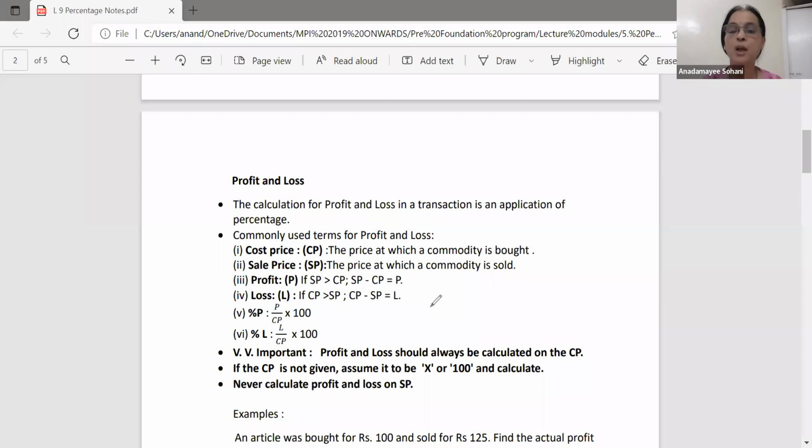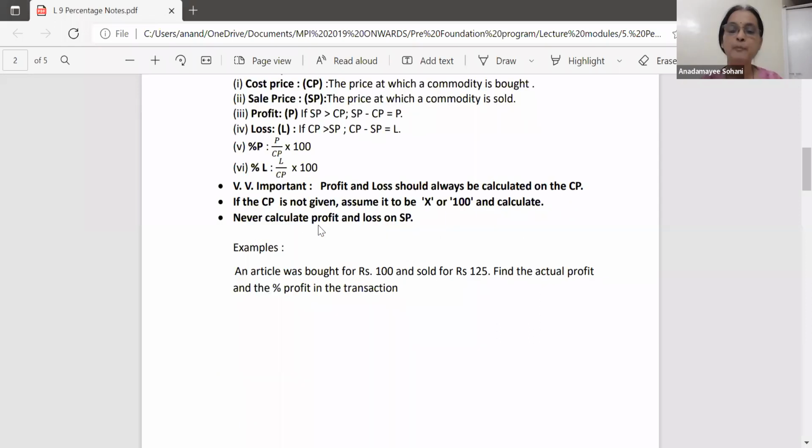Now, another very, very important tip is that profit and loss should always be calculated on the cost price. Many a times the cost is not given, the sale price is given. So if we calculate profit and loss on the sale price, then your answer will be wrong. It has to be calculated on the cost price. If the cost price is not given, we have to assume it to be X or 100. We will see some examples.